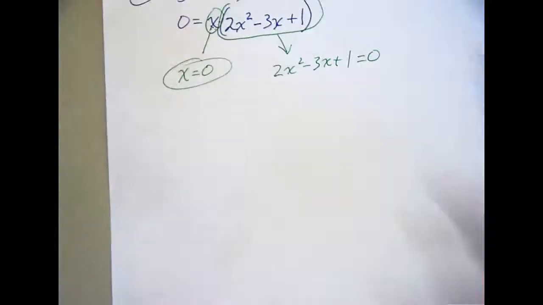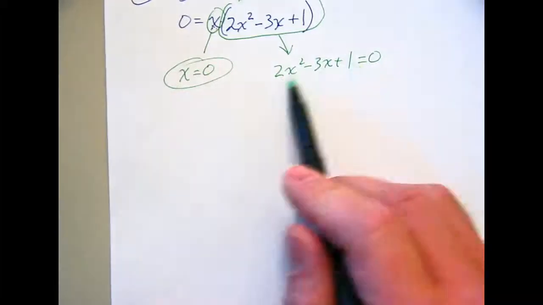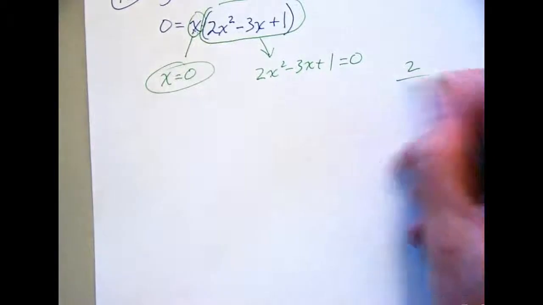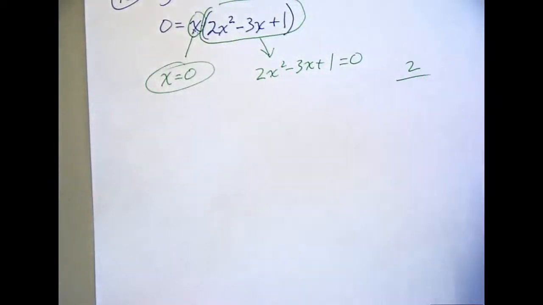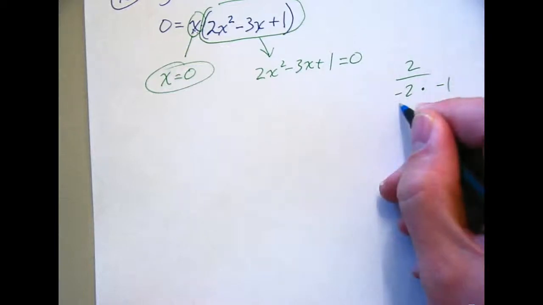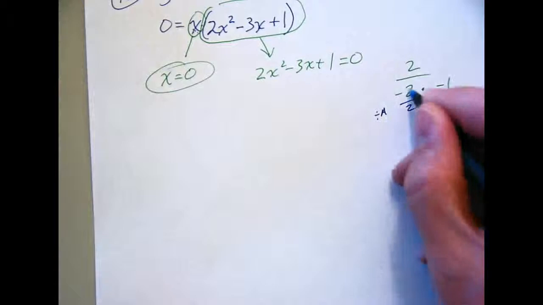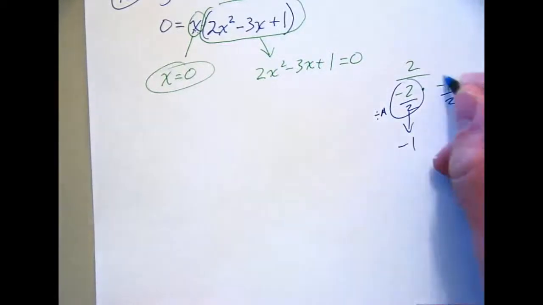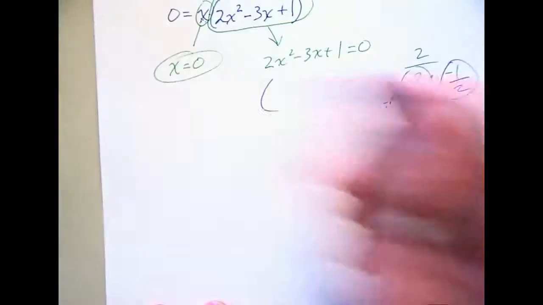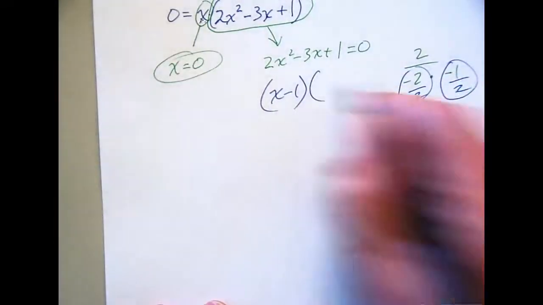Okay, so I'm here. I'm going to try to factor. Two things that multiply to make 2, a times c, and add to negative 3. Negative 2 and negative 1. Don't forget to divide by your a term. That makes this part become negative 1. This part is negative 1/2. Okay, when we factor it, we get x minus 1 and 2x minus 1.